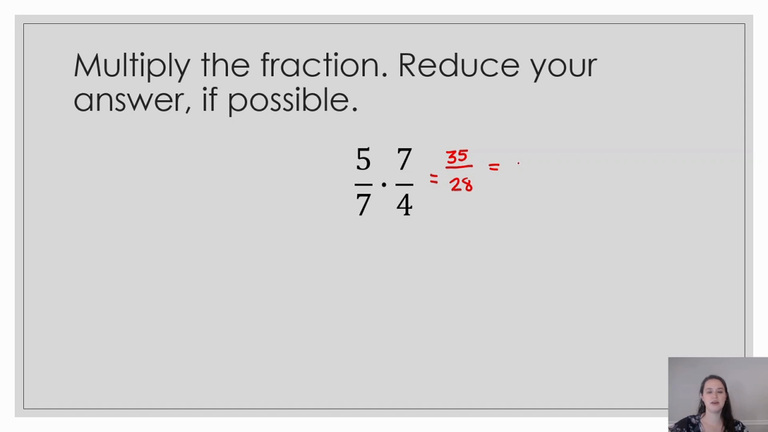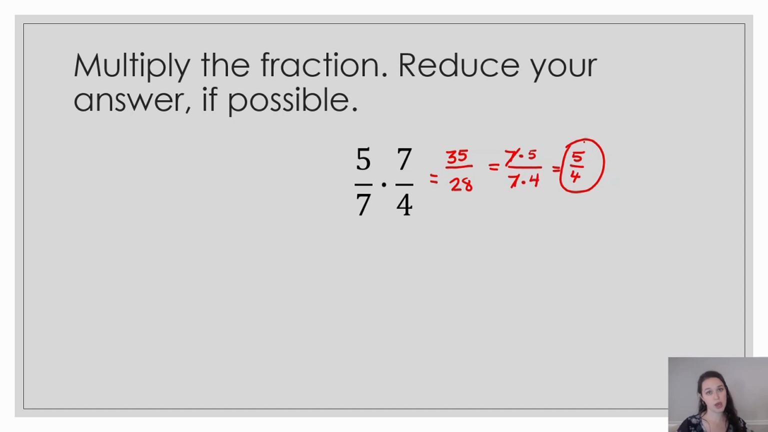I can simplify that because I have a 7 in both of those. So 7 times 5 over 7 times 4. 7's cancel out. That equals 5 over 4. If you need a review on how to simplify fractions, check out our video on that. So you're going to have 5 over 4 as your final answer.